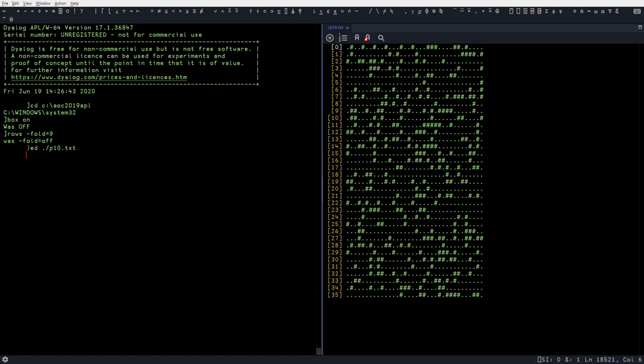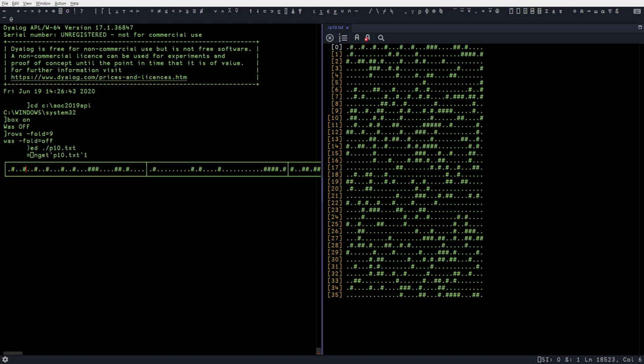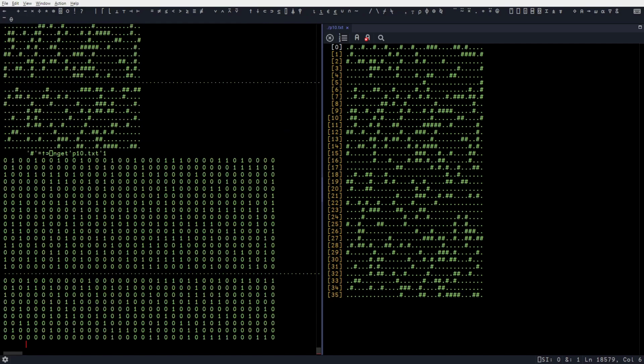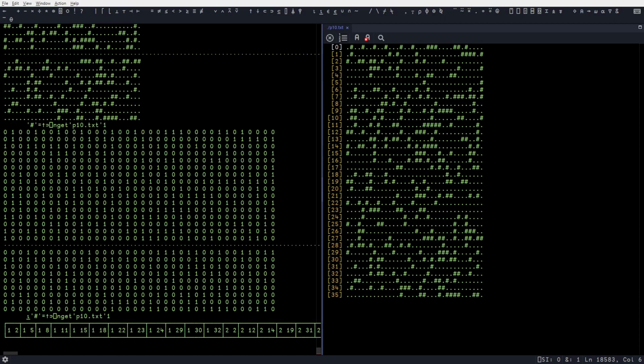So if we want to get the coordinates of all these different asteroids, as usual, we can ⎕NGET p10.txt, with the one-disclose option, which will give us the rows. We can mix those. Yep. And then if we just want the coordinates of the asteroids, we can say give me pound sign equals, where. And you guys probably know the drill by now. This will give you a Boolean matrix, and then where will tell you the coordinates of the ones.